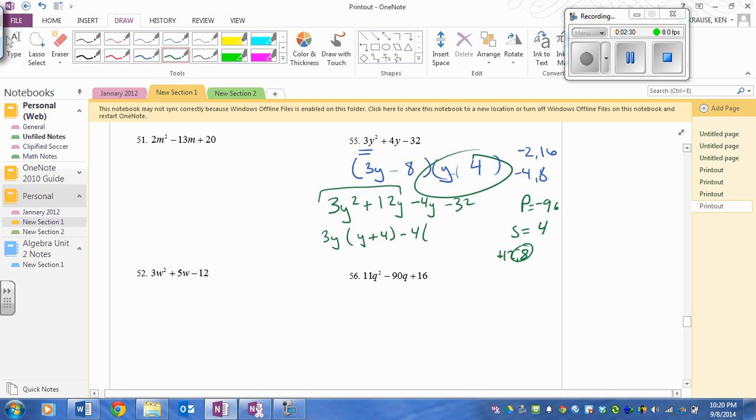I put 4 there, but I should have put an 8 here. I apologize for that. I'm getting late and making some mistakes. I should have taken 8 out. And I'm left with y plus 4. So my two sets of parentheses are 3y minus 8 and y plus 4.